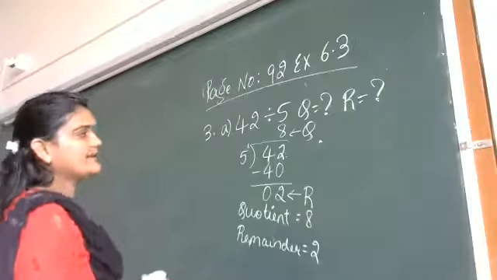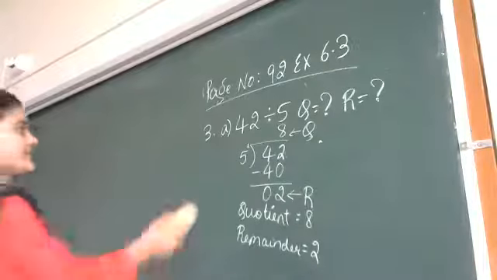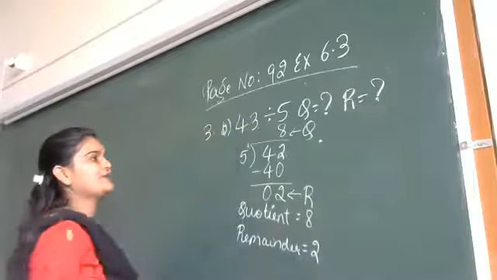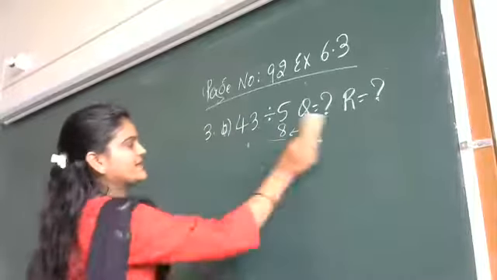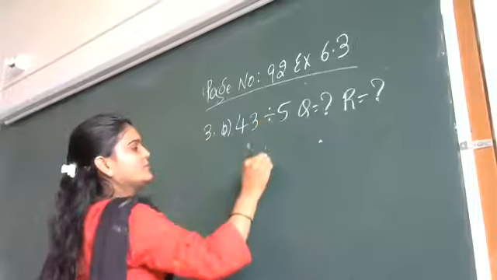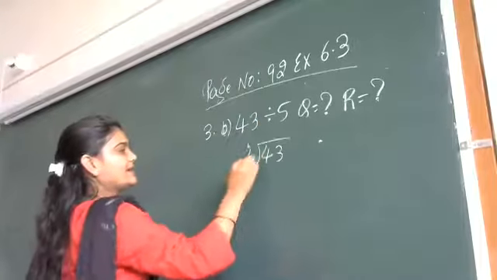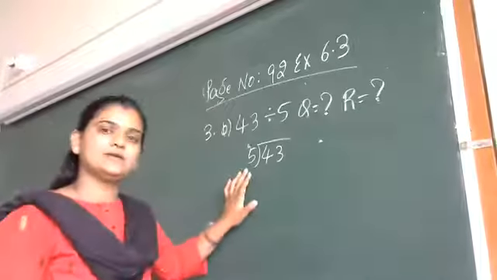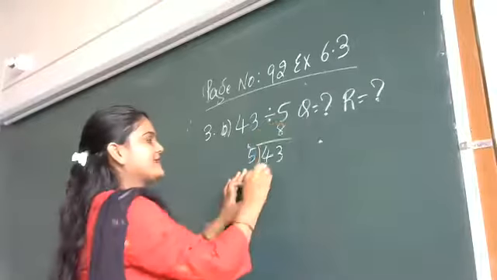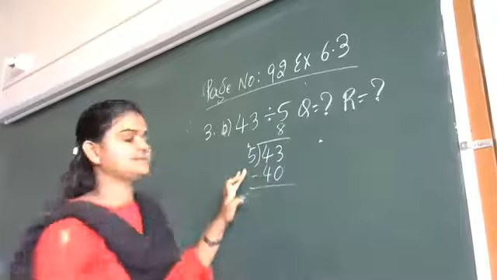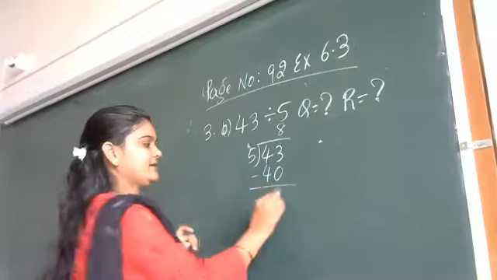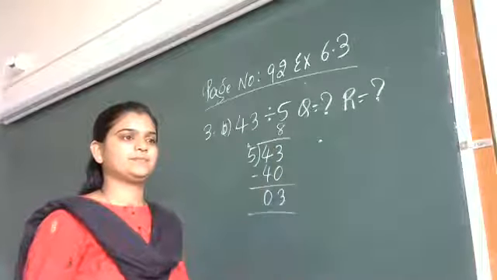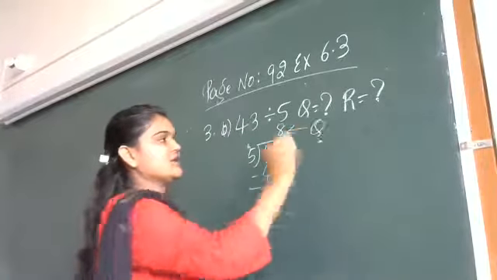Next one, 43 divided by 5. 43, you will have to divide it by 5. Tell me, 43 divided by 5. 5 eights are 40. What is the remainder? 3. What is 8 known as? Quotient. It is a quotient.